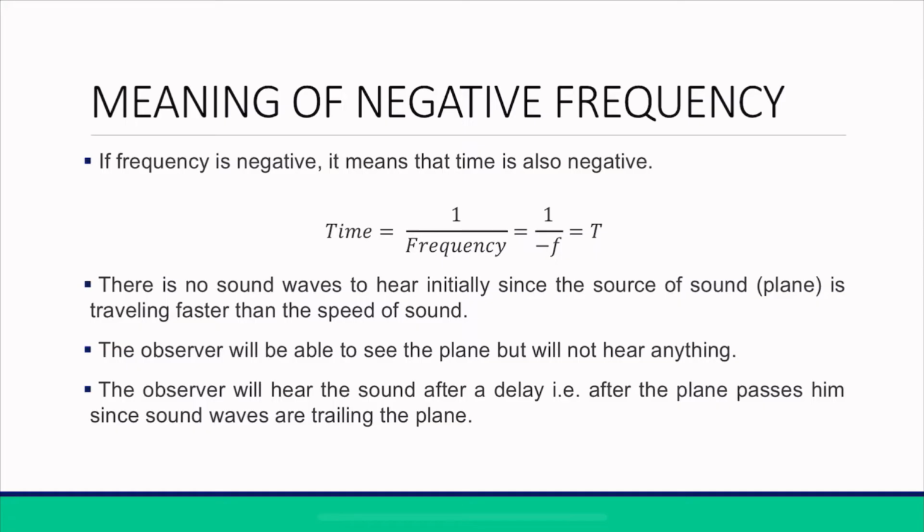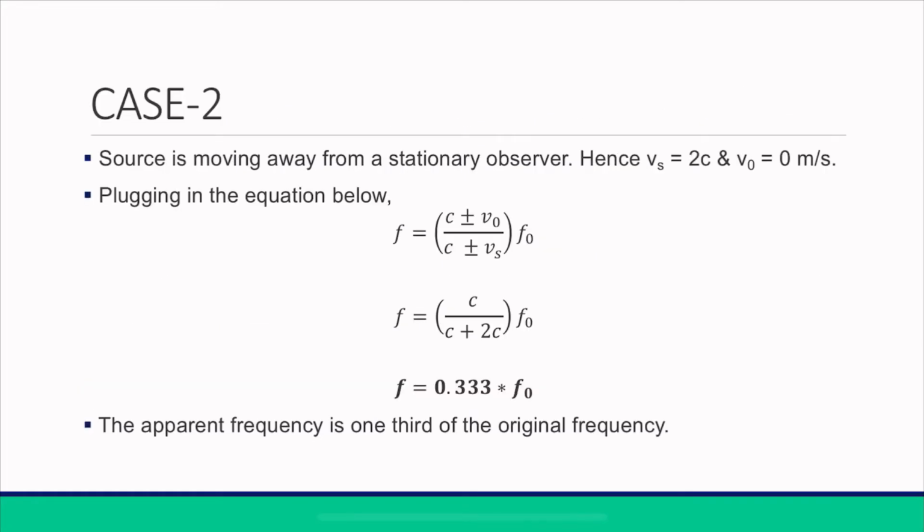Now you need to note that the sound that you're hearing is not instantaneous. It's actually the past, because the plane emitted sound at one point, and the sound waves are still following to reach you because the plane is way faster. So what you're hearing is the sound emitted by the plane at a time in the past. So you're not hearing it instantaneously, and hence it's negative, and hence the frequency is also negative. The second case is simpler. It's just that the source is moving away from the stationary observer. It's still traveling at twice the speed of sound. So if you plug in those values, you get 1/3. So the apparent frequency is just 1/3 of the original frequency.